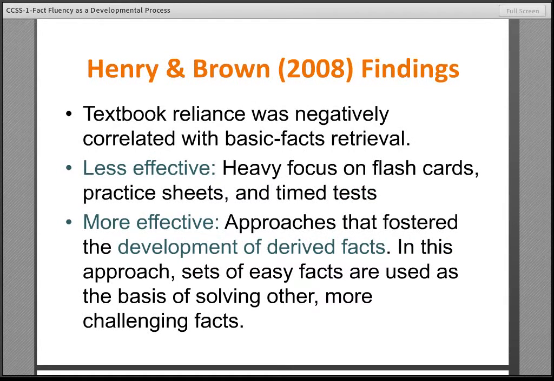Heavy focus on flashcards, practice sheets, and timed tests also did not fare well in terms of fact acquisition by the end of first grade, even when the children were tested in ways that were consistent with the way they were being instructed. Referring to flashcards, practice sheets, and timed tests, the authors state, quote, "In fact, none of these ubiquitous practice activities was found to provide a substantial contribution to memorization or fluency with the facts. Perhaps the most startling finding for teachers is that frequent use of timed tests seems to actually work against student memorization and basic facts competence."